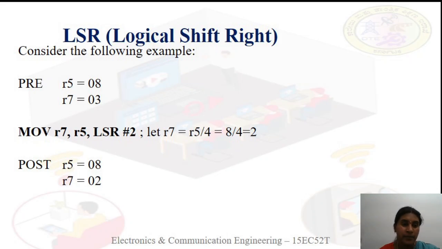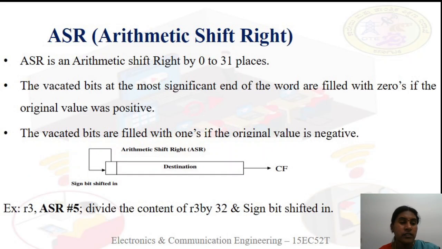You got the answer. This can be done in another way also. That is 8 divided by 2 to the power of 2. I told you it's a division method. 8 divided by 2 to the power of 2 means 8 divided by 4, that is 2. So the answer is the same. You got it? So the next will be the ASR, that is the arithmetic shift right operation.